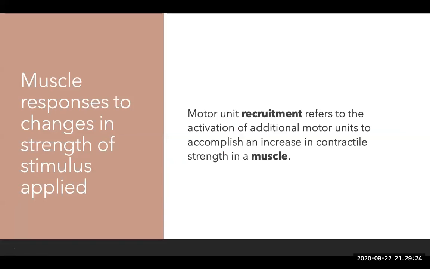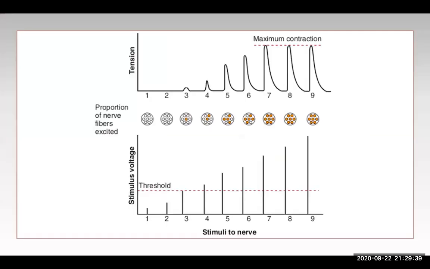Muscle responses to changes in strength. Motor unit recruitment refers to the activation of additional motor units to accomplish an increase in contractile strength in a muscle. So it's just recruiting more motor units to increase the contraction strength of a muscle. And this, again, just shows stimuli to a nerve and showing how the nerve fibers being excited in that muscle fiber will be more recruited or called upon to increase the maximum contraction strength.